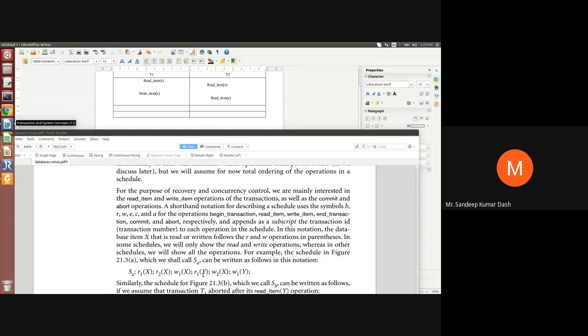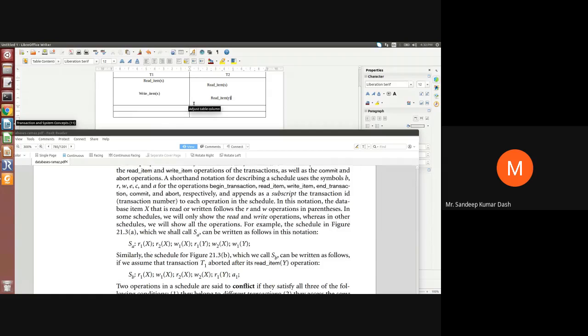The next one will be W2X. That means here it will be writing X, then writing Y. Here it will be writing Y. So likewise, you have to arrange the schedules. Getting or not? Here you see there is an abort. A1 is abort. That means this schedule is finally aborted. Got?